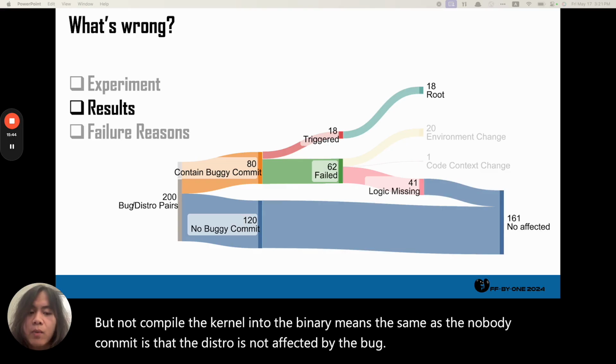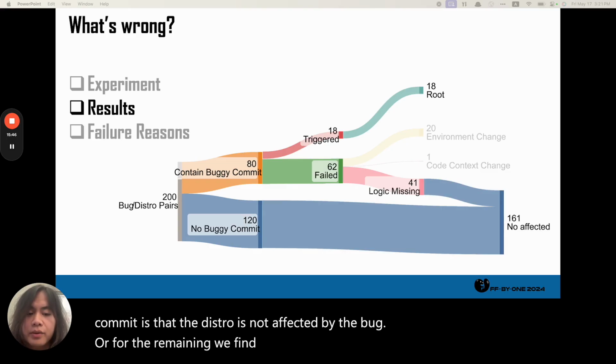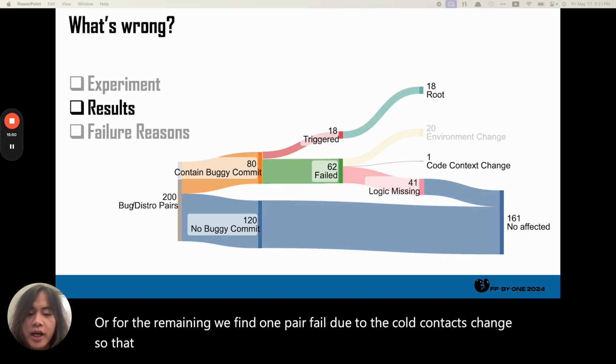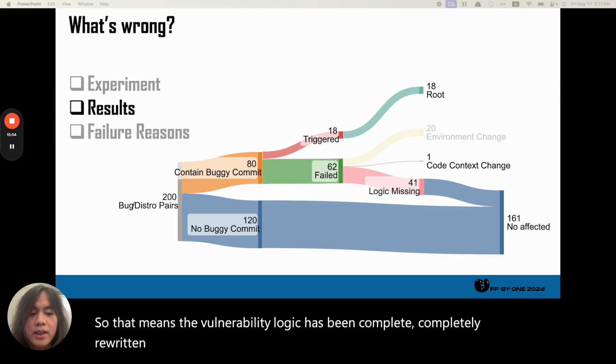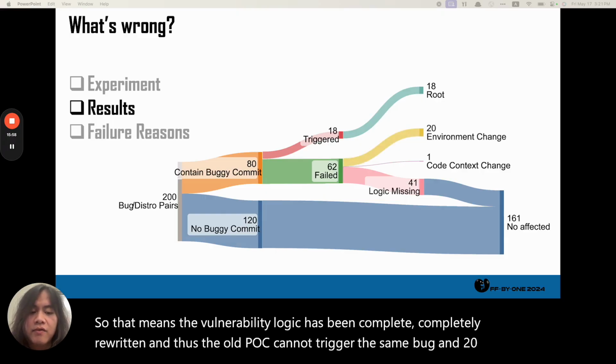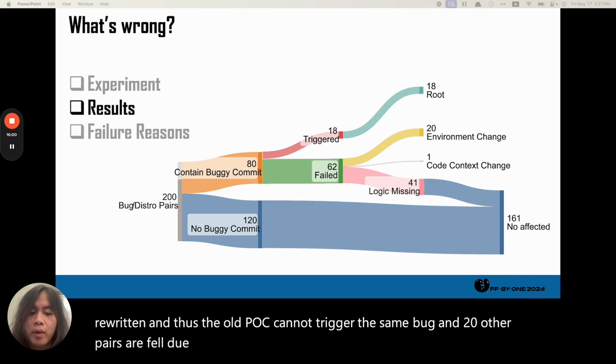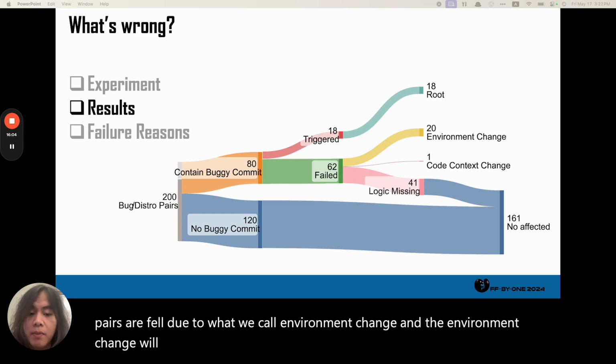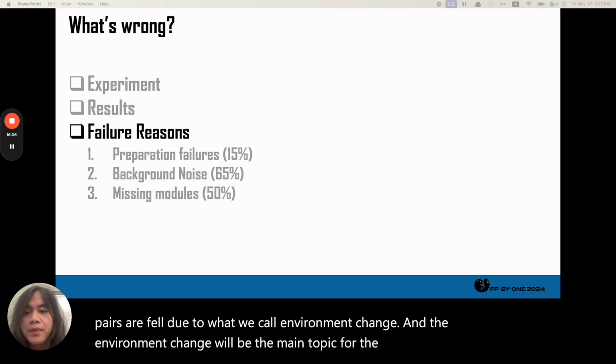For the remaining ones, we found one pair failed due to code context change. That means the vulnerability logic has been completely rewritten, and thus the old POC cannot trigger the same bug. And 20 other pairs failed due to what we call environment change. The environment change will be the main topic of the following talk.